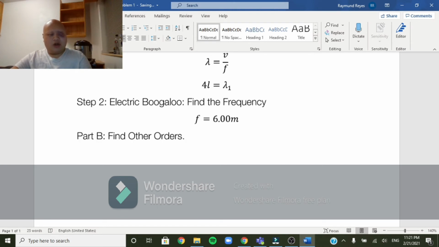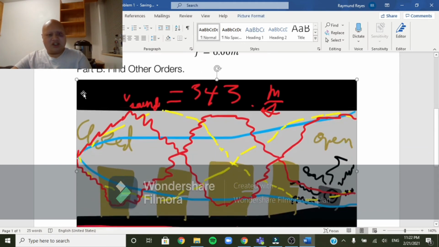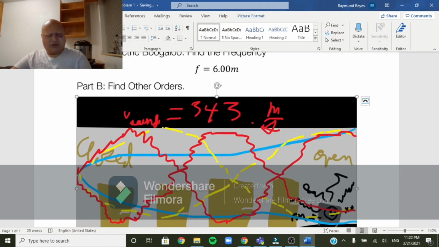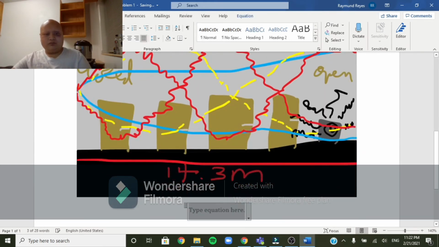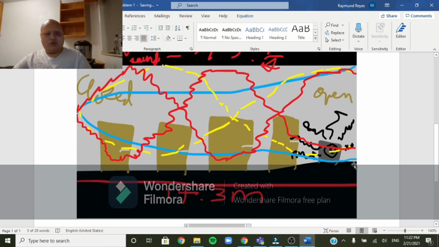So part B, you can find out: is there any other orders? The question is asking. Yes, there are higher orders, except they're only odd number orders, because it's open-closed. So that would mean it's odd numbers only. As you can see, the first order is this blue line, sorry if you are colorblind. This is the straight blue line, and then the dotted yellow line is the third order.